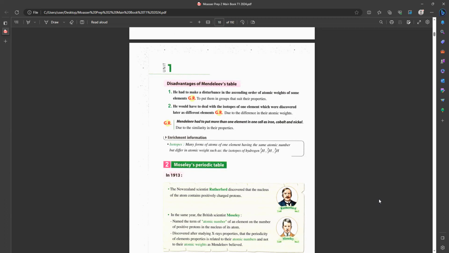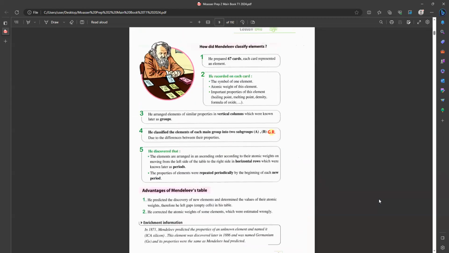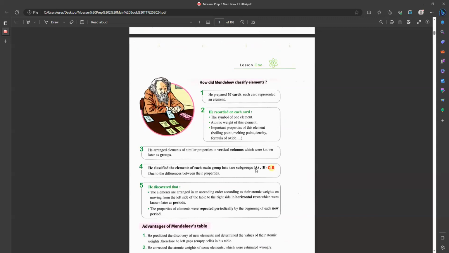Number one, we have two disadvantages. Number one, as we know, we divide the elements into subgroups A and B, putting the same properties in A and the different properties in B. So he put the elements that are similar in properties together, even though they are not ordered correctly.